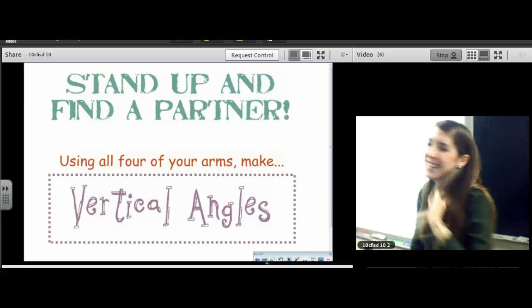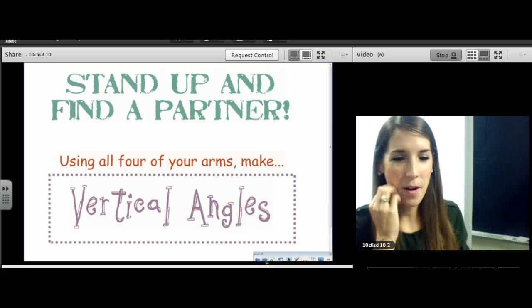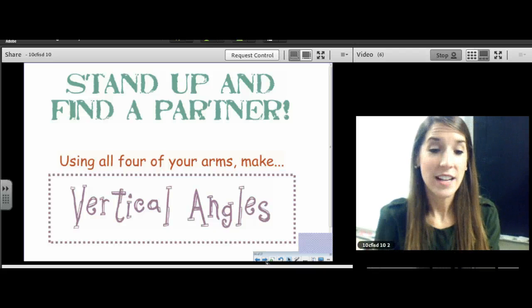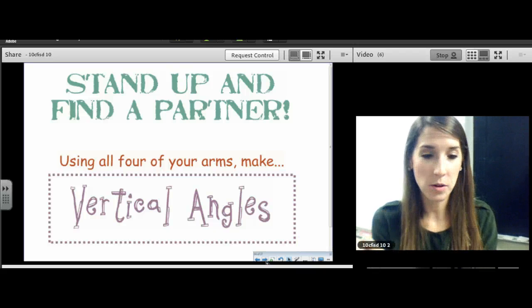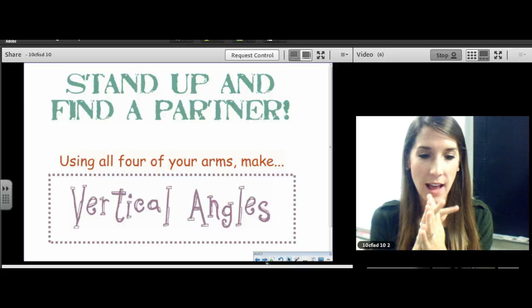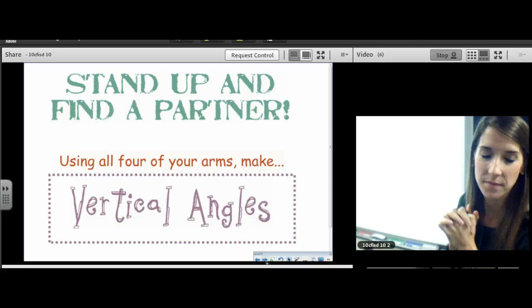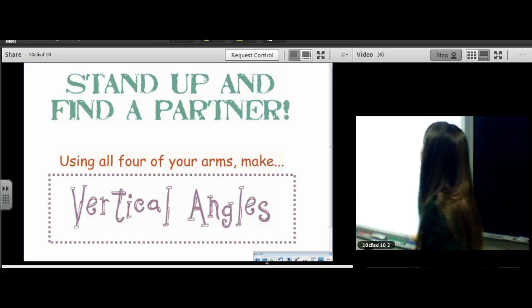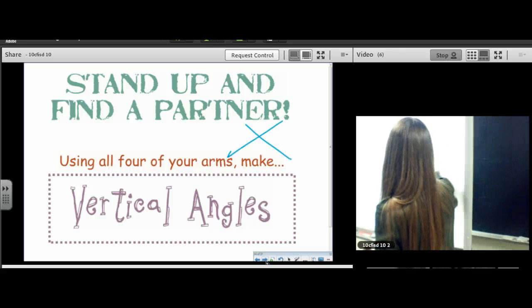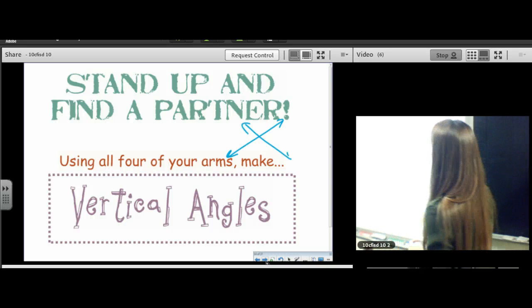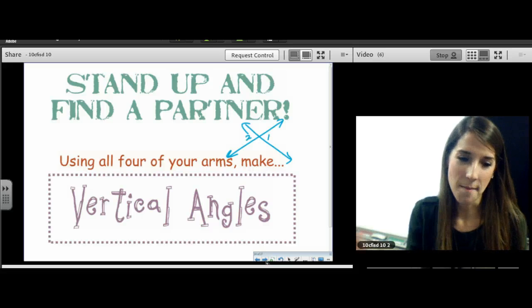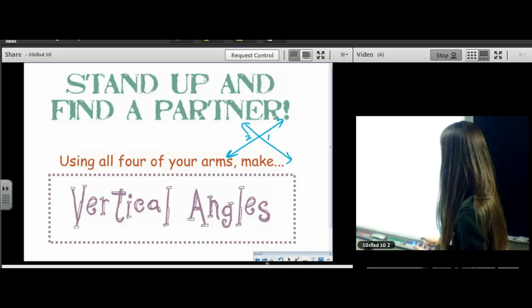All right, just for fun, everyone, well, you can't really stand up and find a partner, but how about on your picture, sketch vertical angles real quick. What do vertical angles look like? Go. So you should be drawing two lines crossing, and then vertical angles would be like 1 and 2. Because I can't make you stand up and make vertical angles in the classroom.